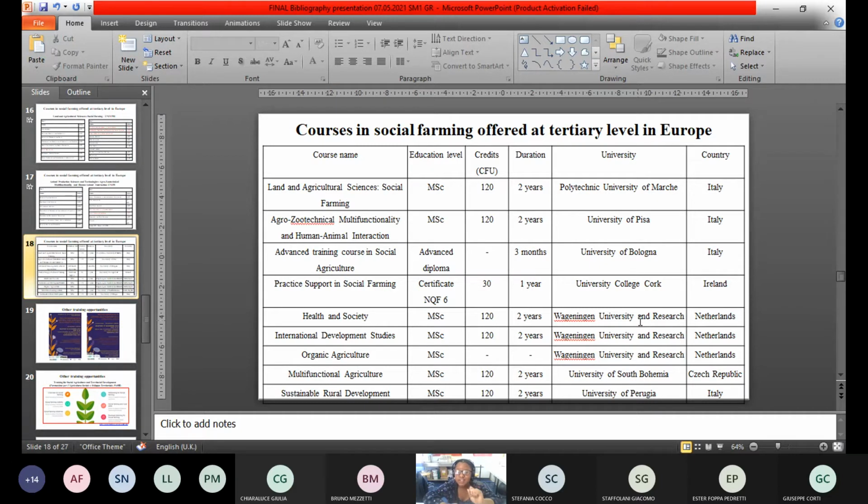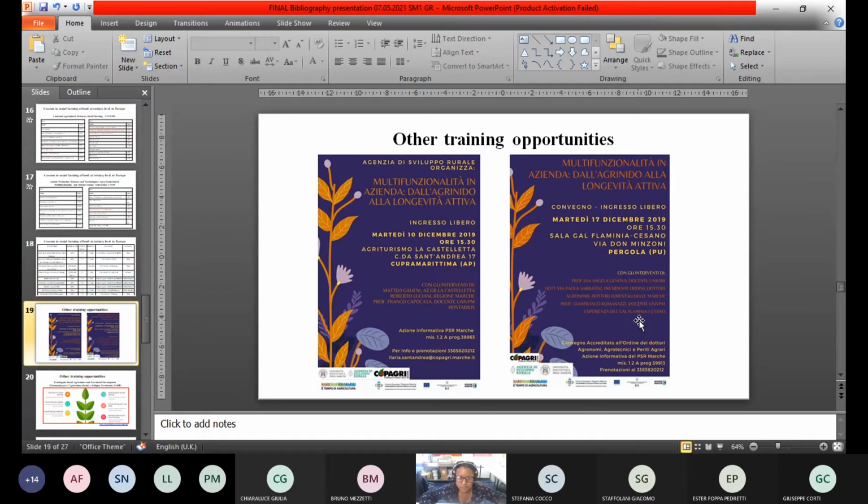And we also have multifunctional agriculture offered at the University of South Bohemia in the Czech Republic, as well as the sustainable rural development course offered by the University of Perugia in Italy. From this table, we can note that there are quite a number of courses from Italy, followed by the Netherlands. And there are not too many courses available currently at the European level or in the rest of the world.